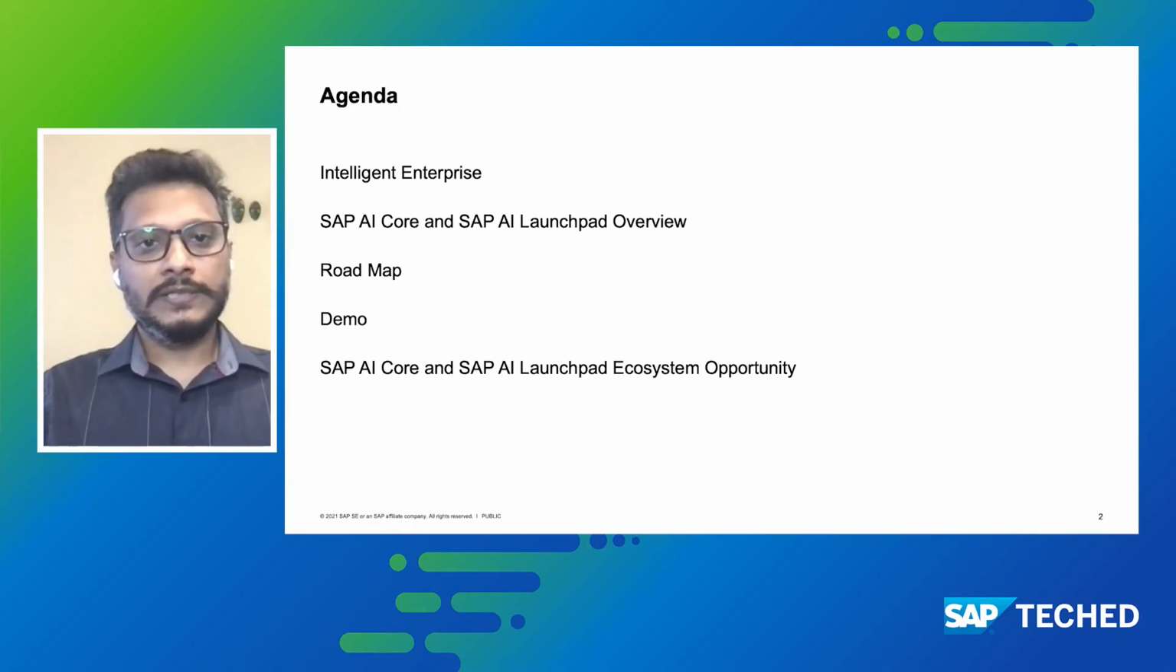Before we get into the topic, let's take a quick look at the agenda. We will start with what is intelligent enterprise, followed by an overview of SAP AI Core and SAP AI Launchpad. After that, let's take a quick look at the roadmap of SAP AI Core and SAP AI Launchpad. Followed by that, let's look into a cool demo on how to build a simple text classification using AI Core and Launchpad. And finally, how to integrate that with S4 to do a real-time prediction. Lastly, my colleague Nitol will walk through the partner ecosystem opportunity of SAP AI Core and Launchpad.